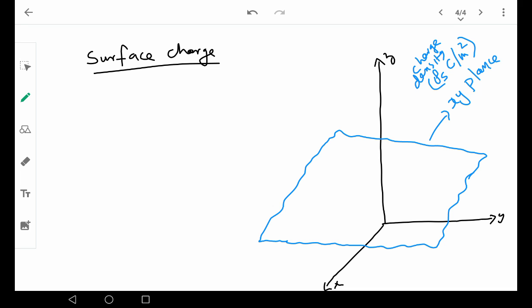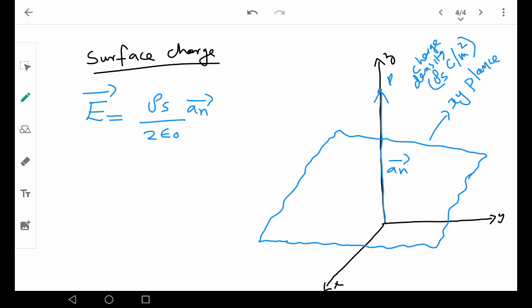Now, suppose I take a particular point P on the Z axis. The electric field is given by rho s by 2 epsilon 0 a n, where you can see this is the particular point P. This is the direction of a n. a n is in the direction of Z. In this case a n equal to a z.